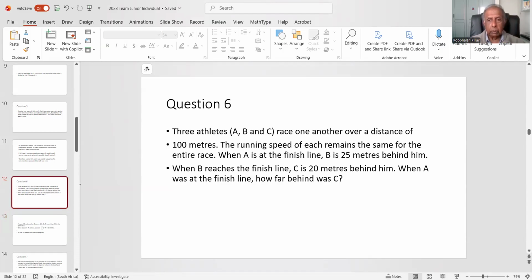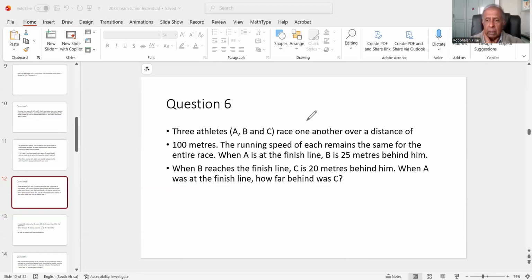Sorry, the diagram was wrong. You see, when A was at the finishing line, B is 25 meters behind him. I was saying 20. Sorry about that. Okay, so B was 75 meters, uh, 25 meters behind, but his speed is still 4/5 of that.